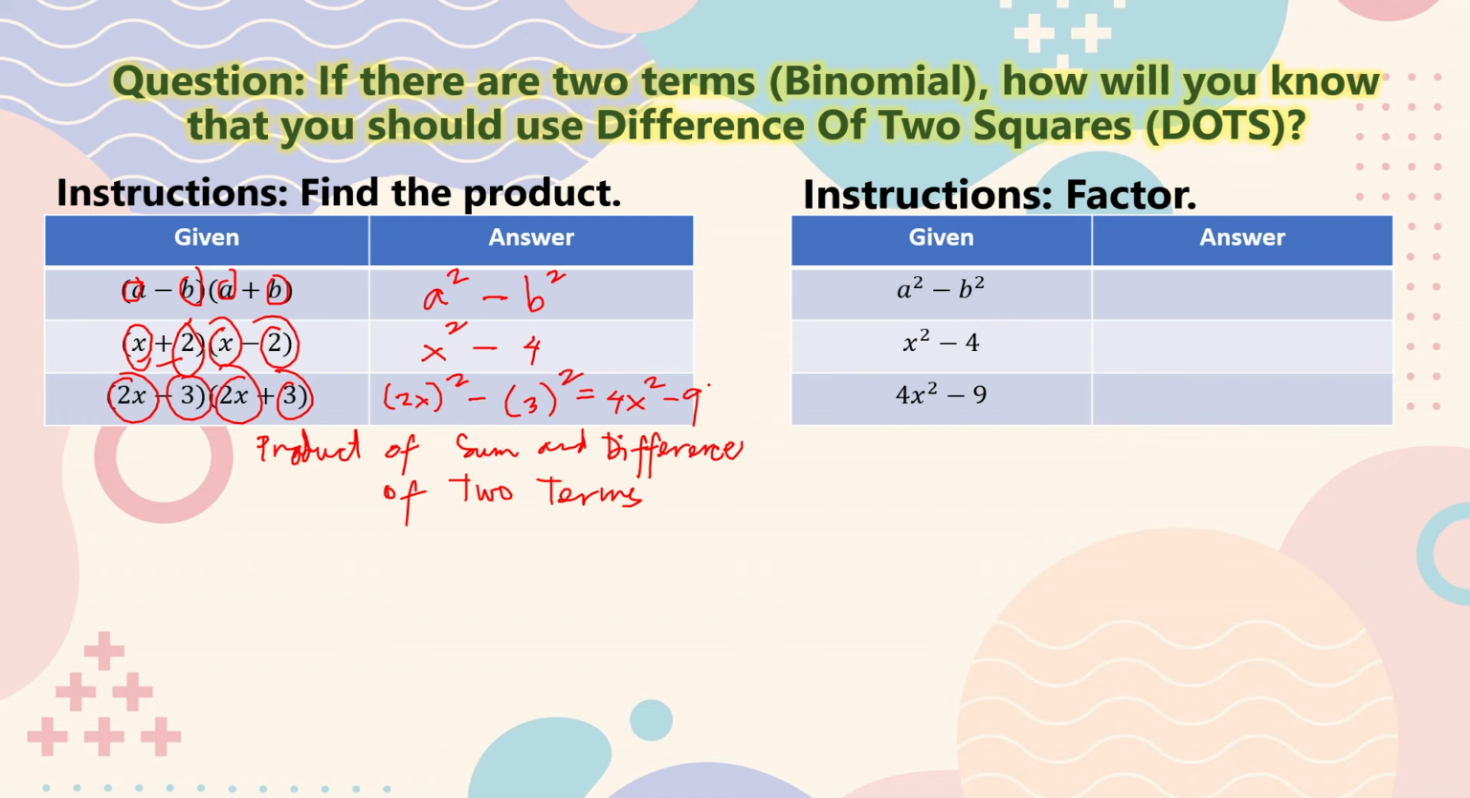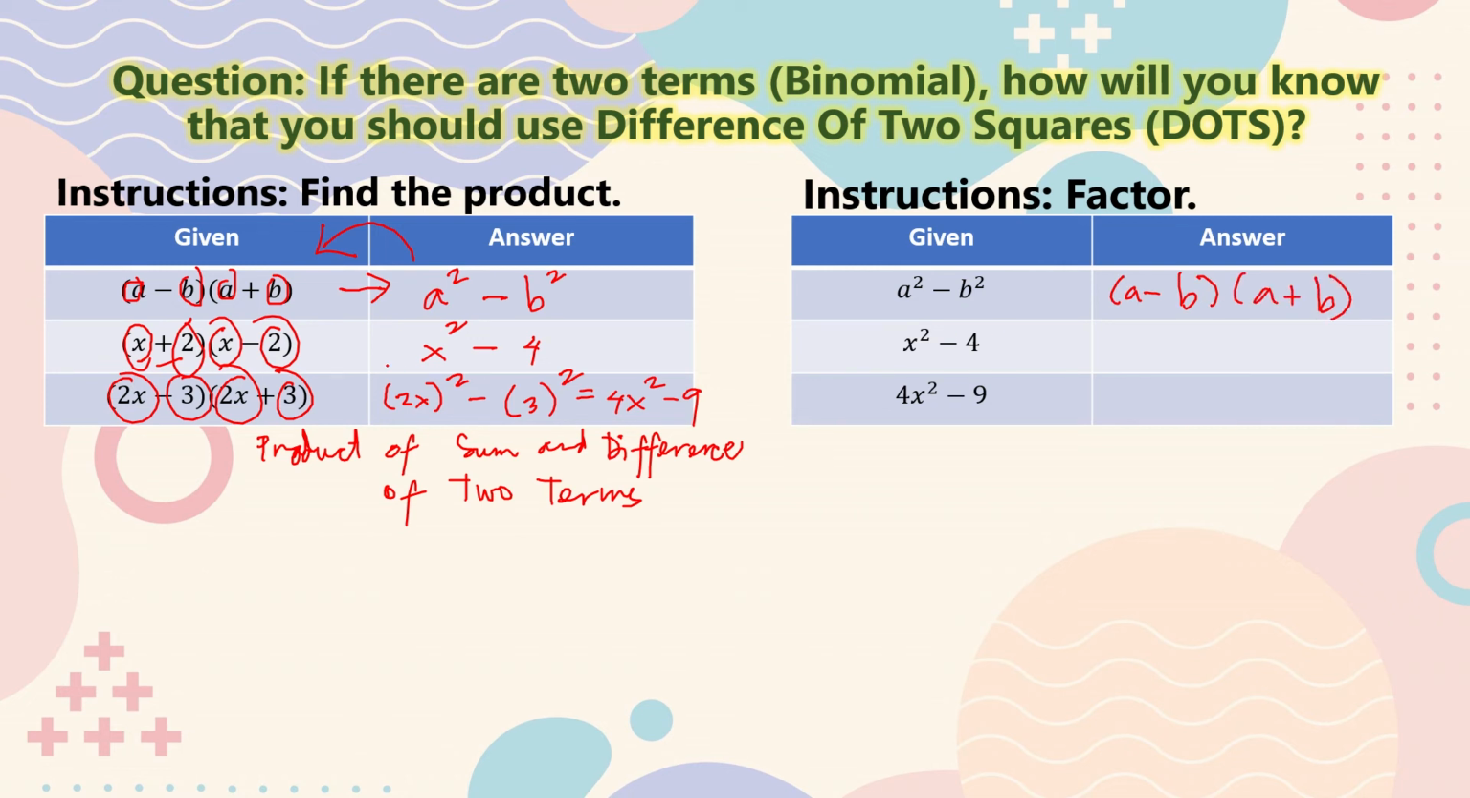Now, what if we are asked to find the factors of the following? What is the factor of a squared minus b squared, x squared minus 4, and 4x squared minus 9? Pause this video and try to answer it in your own notebook before you proceed. Okay, very good. Remember that factoring is just the reverse of finding the product. Actually, a squared minus b squared was our answer a while ago in our first set of problems. In other words, it's just the reverse. So the answer here is a minus b times the quantity a plus b.